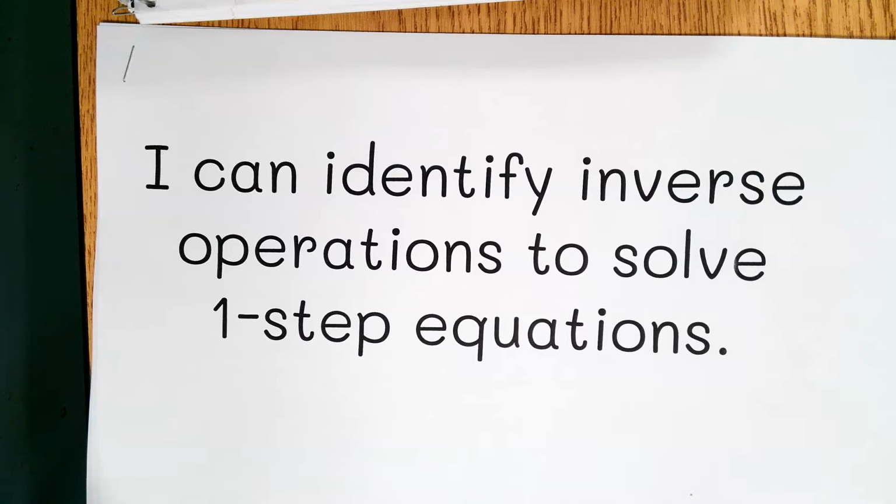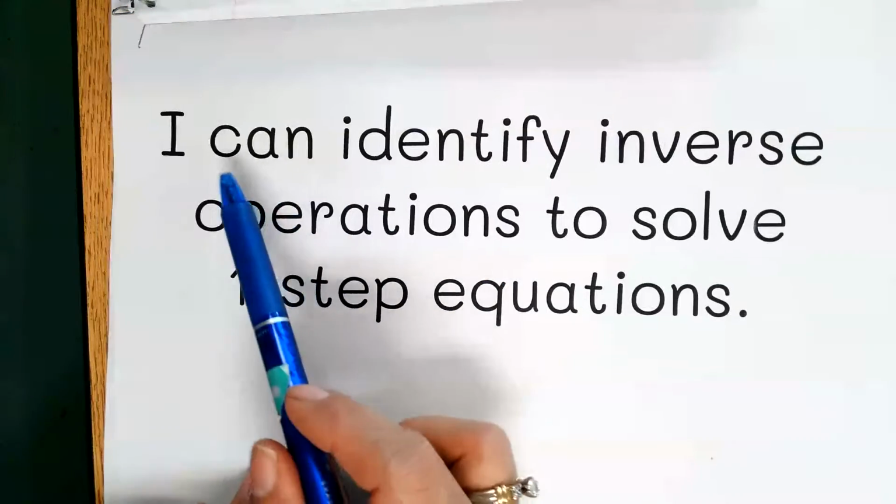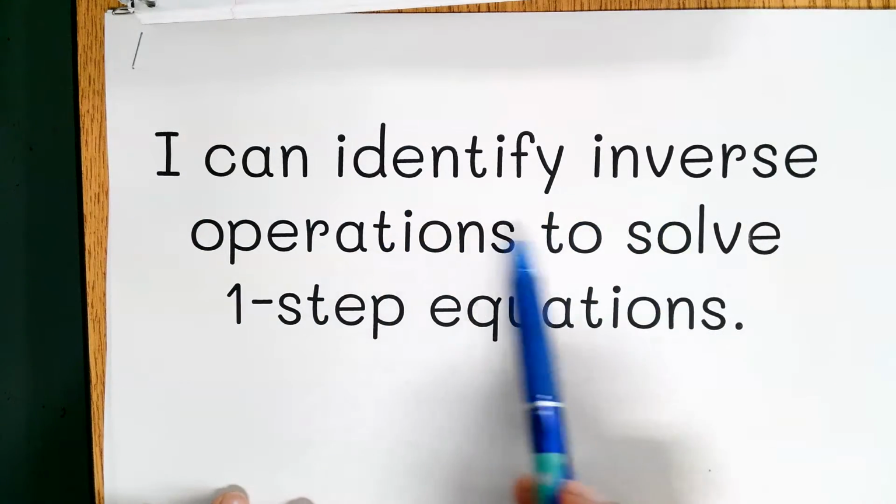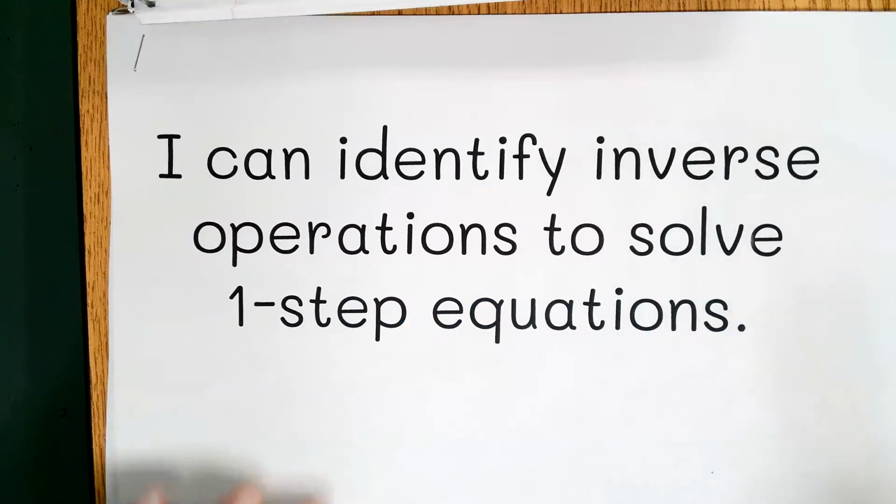Right, in today's lesson, we're going to be talking about using multiplying and dividing in one-step equations. We've already done adding and subtracting, so this is going to be the inverse operation of multiplying and dividing. Your objective is: I can identify inverse operations to solve one-step equations.